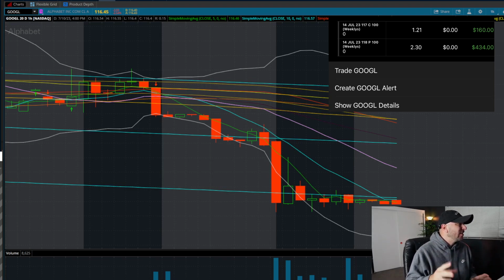Posted the P&L on the top right hand side, made close to $600 on this trade. Took two strike prices. I'm going to show you the reason why I took these two strike prices. So the first strike price that I took was the 118s and 117s.